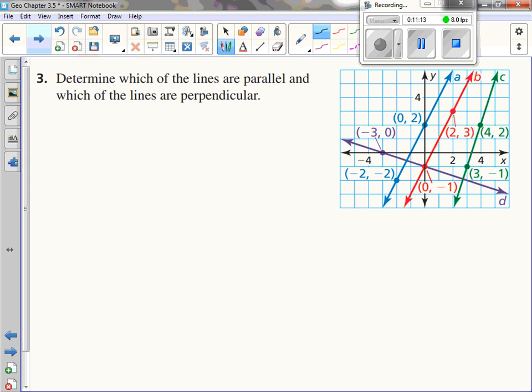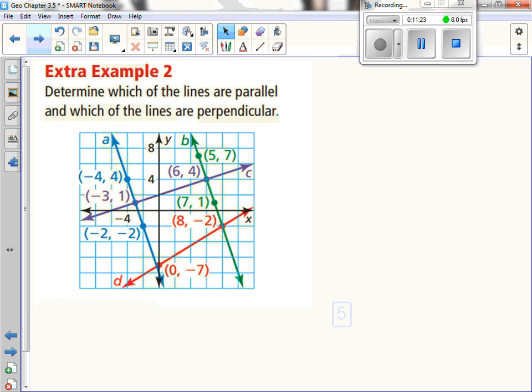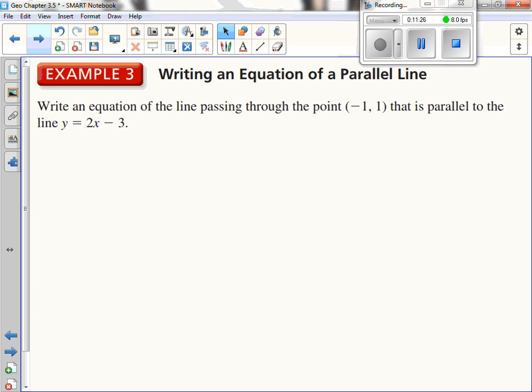Do we need to see another example of finding slopes and comparing them? No, we feel good with this here? Okay. So let's get to the next part of this lesson.